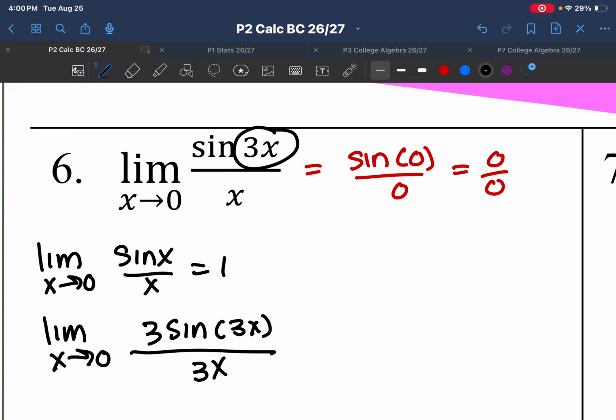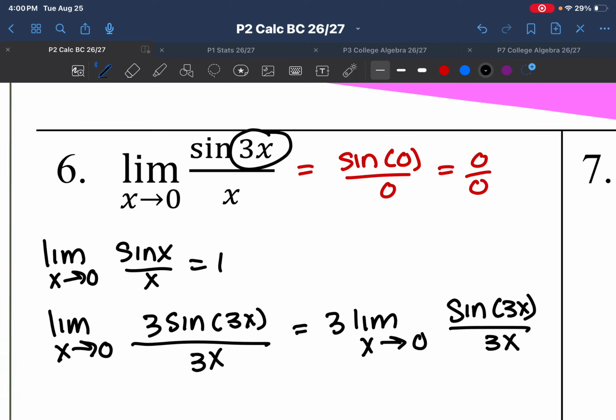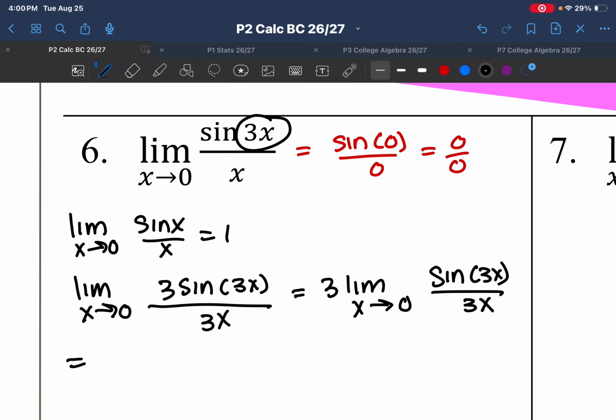This is the same as saying 3 times the limit as x approaches 0 of sine of 3x over 3x, which we already know is 1. So this one is going to go to 1. So I have 3 times 1, which is 3. That's my answer.